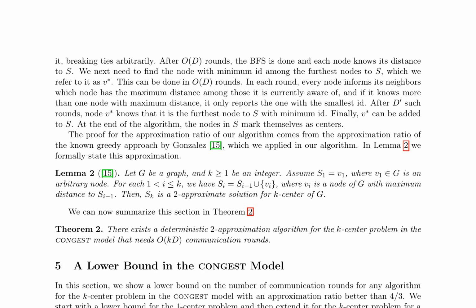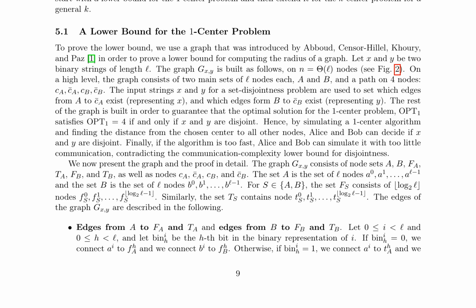k nodes are chosen. A lower bound on the number of communication rounds is also presented for any algorithm achieving an approximation ratio better than 4/3 for the k-center problem in the CONGEST model. This lower bound is demonstrated using a graph construction, Gx, Y, introduced by Abboud, Censor-Hillel, Khoury, and Paz. This graph consists of various node sets, designed such that the optimal solution for the one-center problem, OP1, satisfies OP1 equals 4 if and only if two input strings x and y are disjoint.